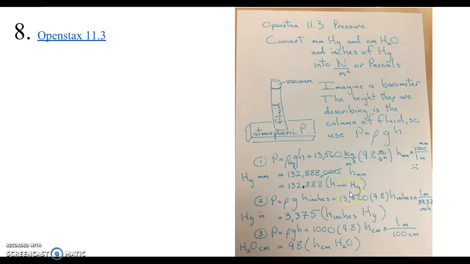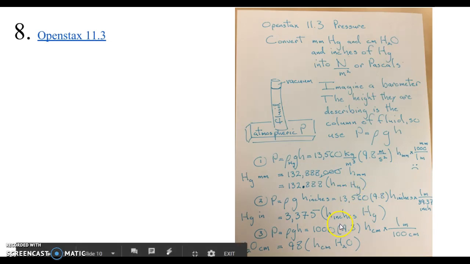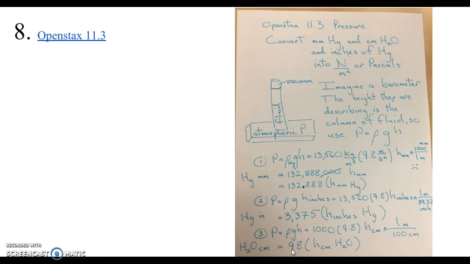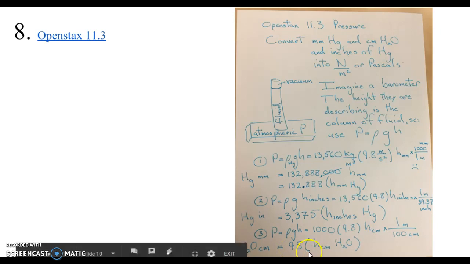The second one they asked would be centimeters of water. So that's down here, choice 3. You just take the density of water, 1,000 kilograms per cubic meter, multiply by 9.8, and now divide by 100. That changes into 98. So all you do is take the centimeters of water and multiply by 98. That'll change you into pascals.